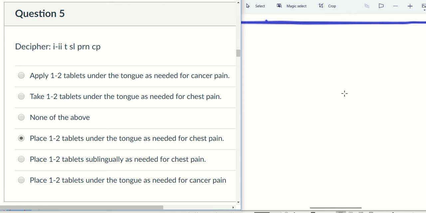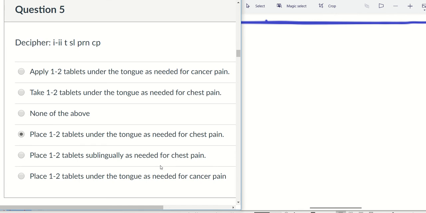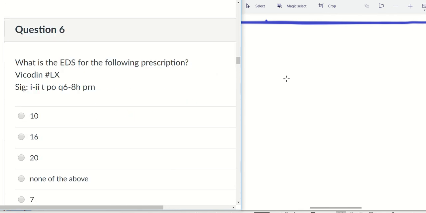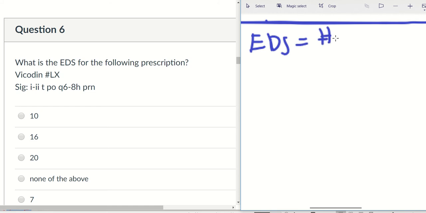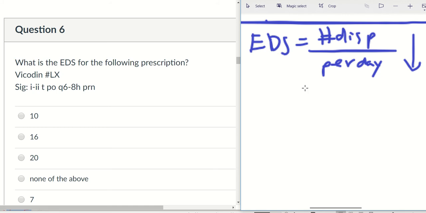So take out your calculators. EDS. So EDS, as you guys recall, you take the amount dispensed and you divide it by the maximum they use per day. Do you round up or down? Round down. All right, number 6.